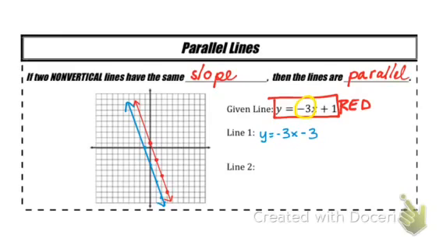Now our second line, we're going to write in purple, with the same slope, y equals negative 3x, and let's change up the y-intercept to be positive. So our y-intercept is at positive 5. When I graph my line on the coordinate plane, I have my y-intercept at positive 5. So we go down 3 over 1, down 3 over 1, down 3 over 1.